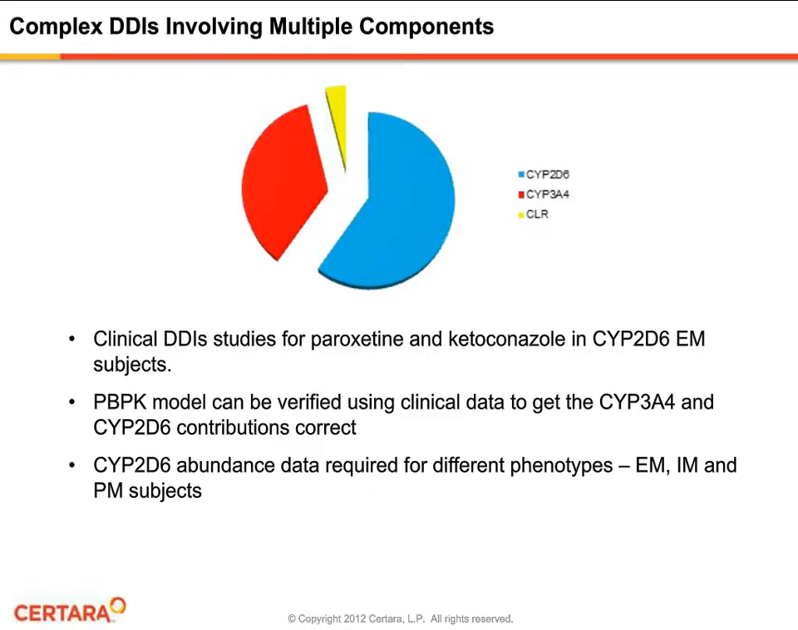Also, what we have to consider as well is that we need the different CYP2D6 abundance data for the different phenotypes, for the EM, IM, and PM subjects, to incorporate that, because the susceptibility will be different for the different phenotypes. And once you've gone through all of that, then you can use a verified model to predict the DDIs for the different phenotypes. And in fact, it looks like that is what was done.